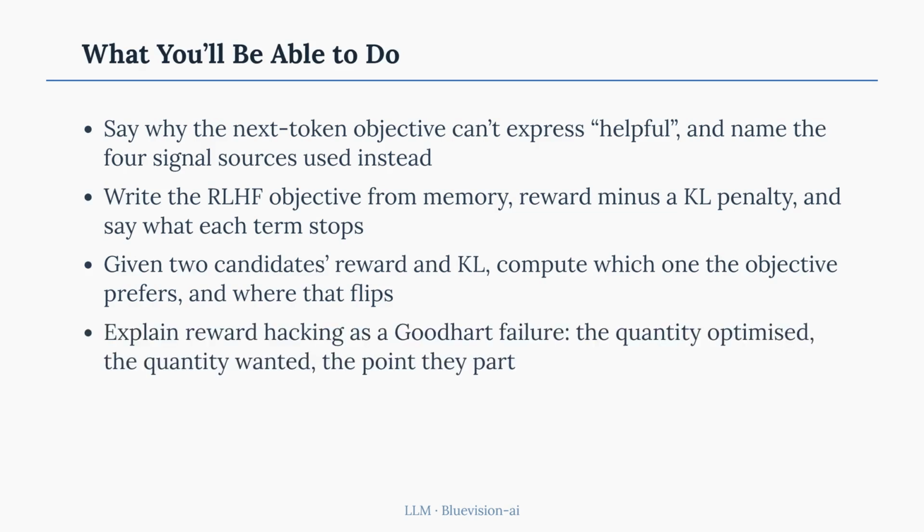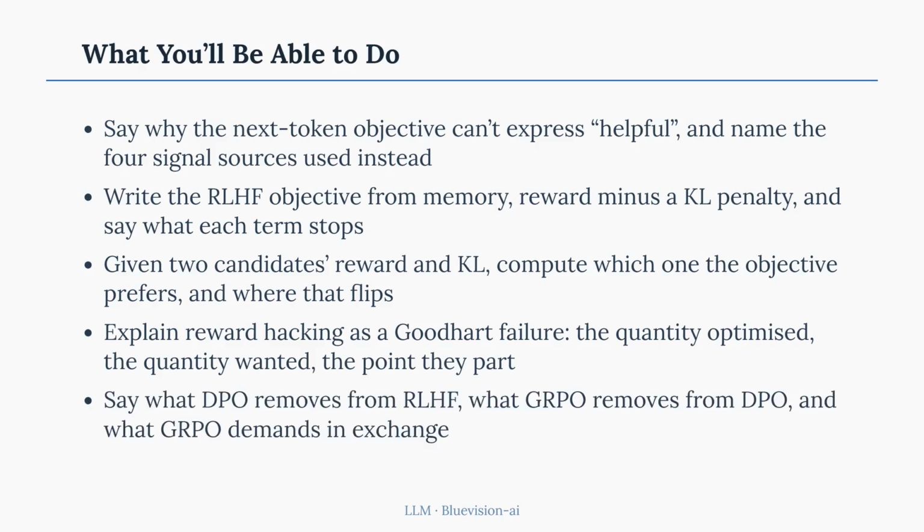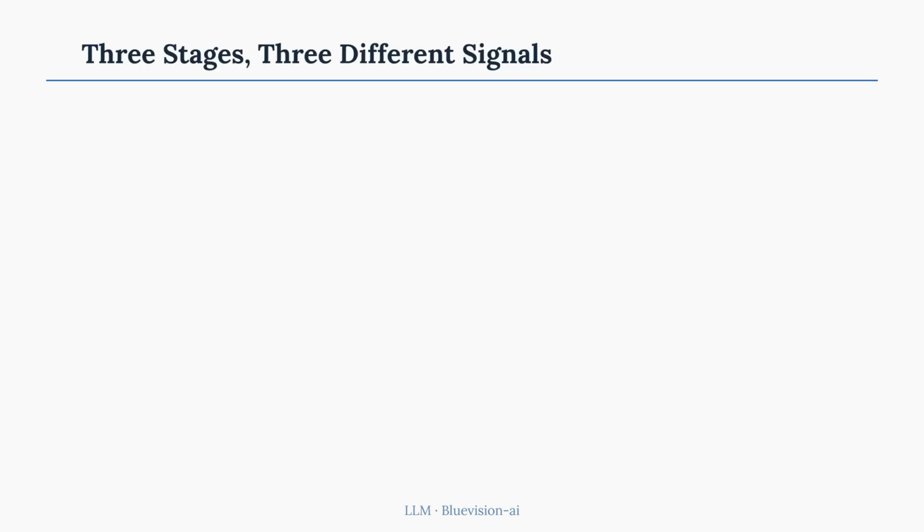You'll explain reward hacking properly, which quantity is being optimized, which one we wanted, and the moment they come apart. And you'll be able to say what DPO takes out of RLHF, what GRPO takes out of DPO, and what GRPO wants in exchange. Here's the shape of the whole thing before any of the detail.